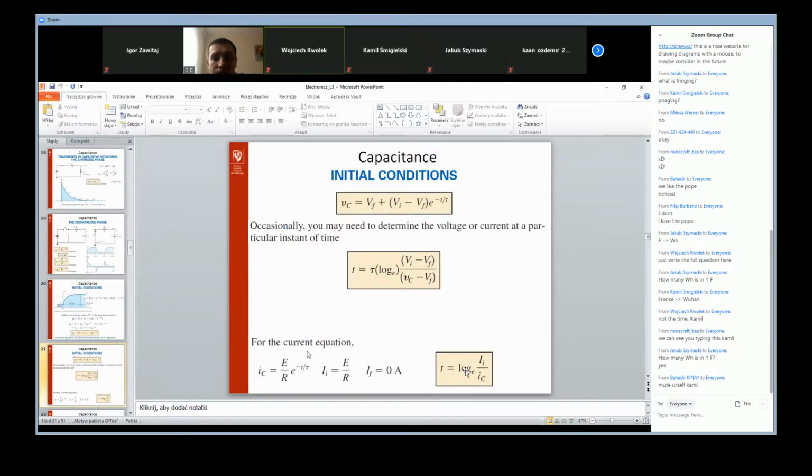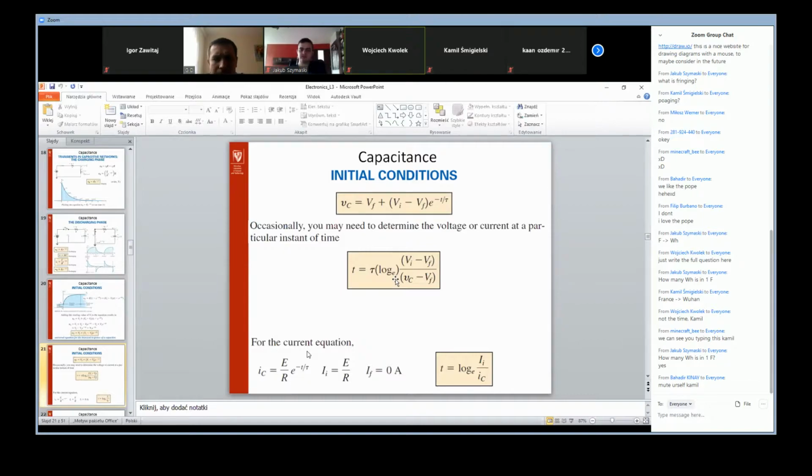Okay. What else? Of course, if we have the voltage drop on the capacitor, we can also find the time, just by rearranging this equation and calculating, for example, t. Because we've got the exponential function here, we have to use the logarithmic function with base e. This is just a mathematical problem here, but only that.